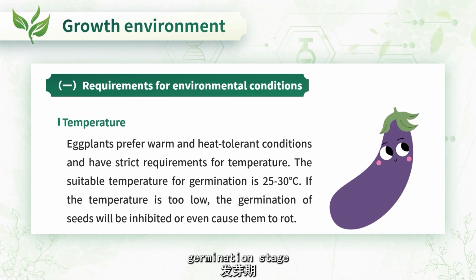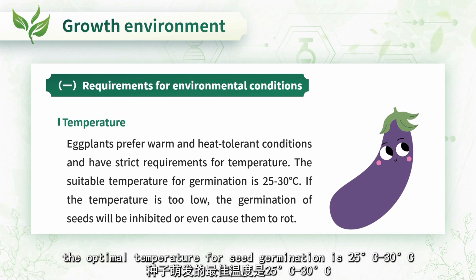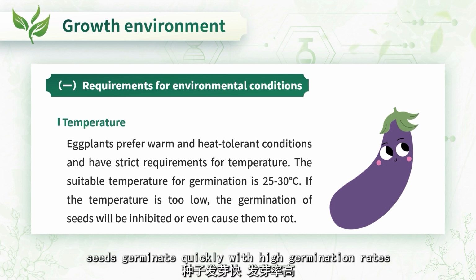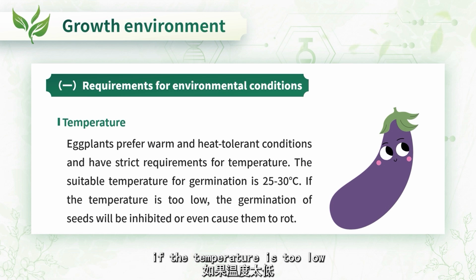Germination stage. The optimal temperature for seed germination is 25 C to 30 C. Within this temperature range, seeds germinate quickly with high germination rates. If the temperature is too low, seed germination will be inhibited, and the seeds may even rot.